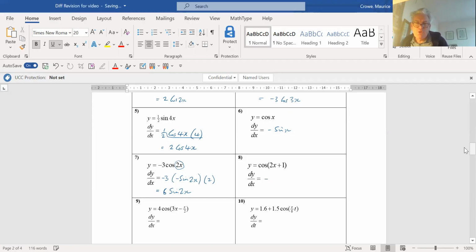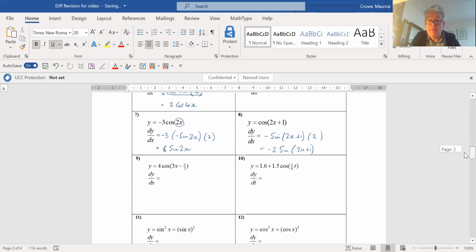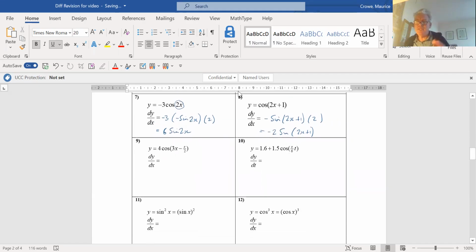Cos of that then will go to minus the sine of 2x plus 1. Oh yeah, multiplied by 2. So again, minus 2 times the sine of 2x plus 1. Okay. I'll print these out and I'll give you these in grinds anyway, and you can go through them again yourself.